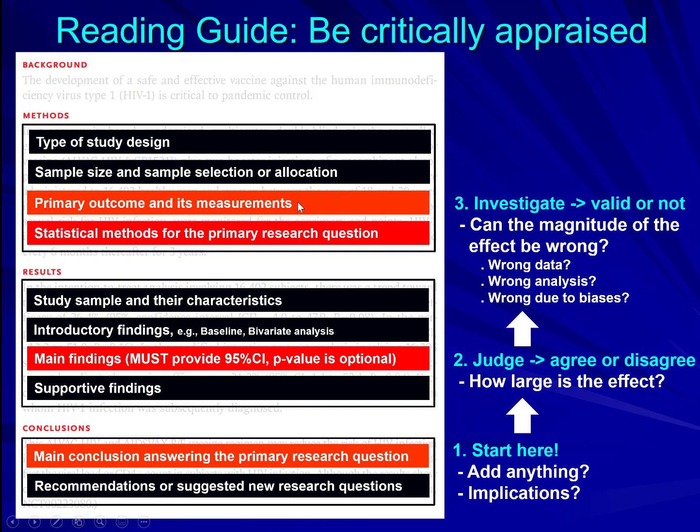In the details of the method sections, what biases could distort the findings to make the magnitude of effect underestimate or overestimate the truth that it should be. So here is a very important step in reading a paper. We call it critical appraisal of the paper.